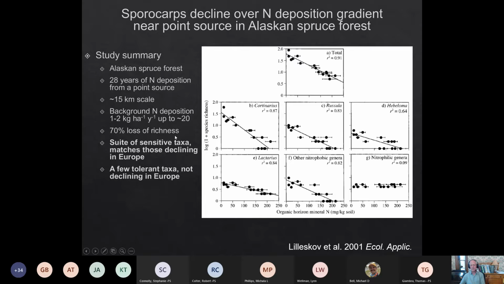We found a 70% loss of species richness in a suite of sensitive taxa that were declining, and they matched those that were declining in Europe. There were also a few tolerant taxa that were not declining in Europe. So this was, again, evidence that nitrogen was a likely causal agent in the declines we're seeing in response to these regional increases in nitrogen deposition.